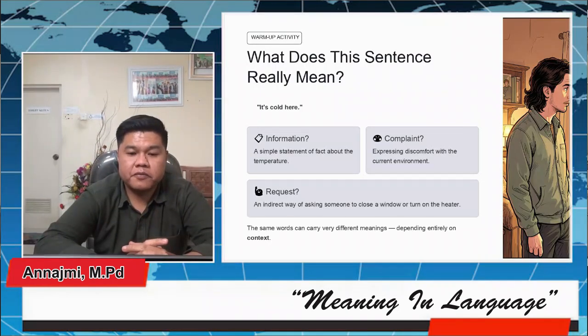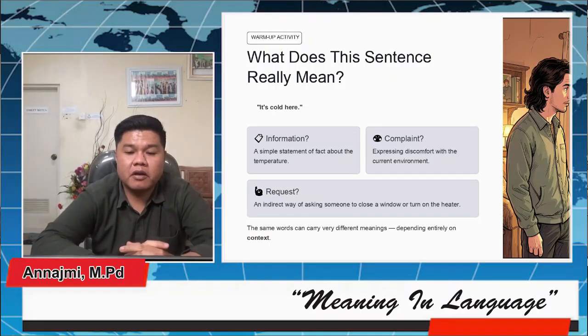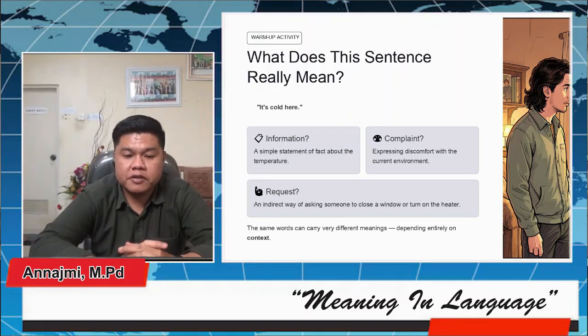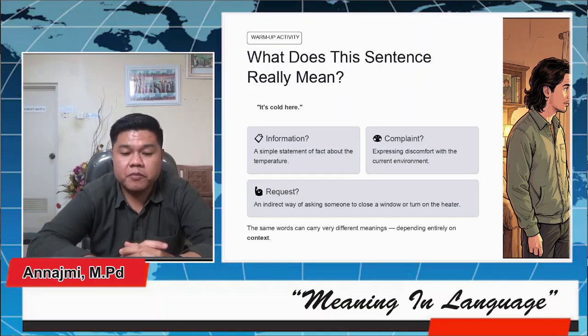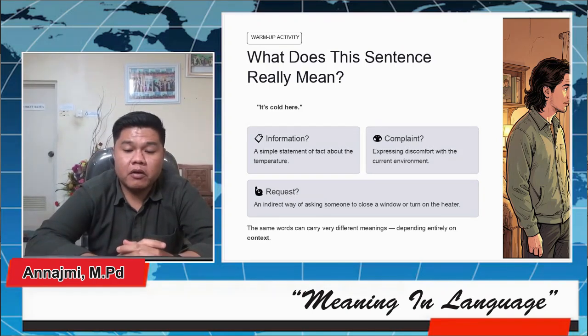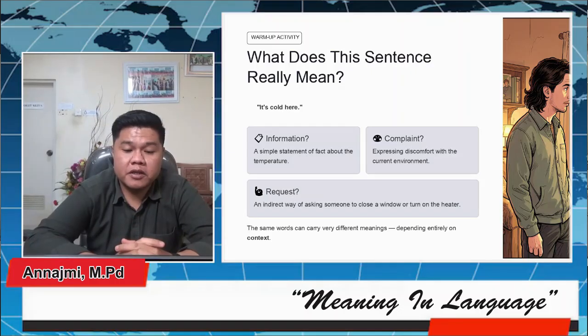Now, let us revisit the sentence. "It's cold here." Take a moment and think about this sentence. Could it simply be information? Yes. Could it be a complaint? Absolutely. Could it be an indirect request? Yes, it could. The interesting thing about language is that people often communicate more than what they literally say. The same sentence may perform different communicative functions depending on who says it, where it is said, and why it is said. This is precisely why studying meaning is important.